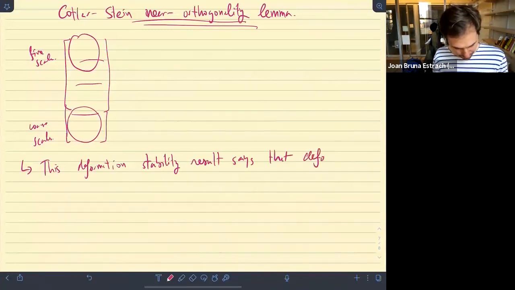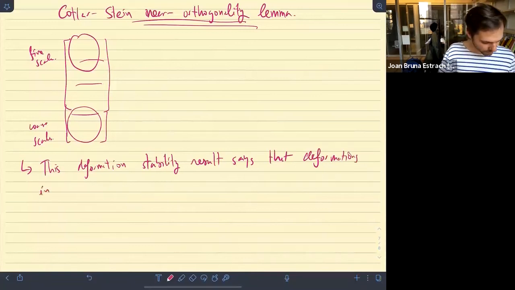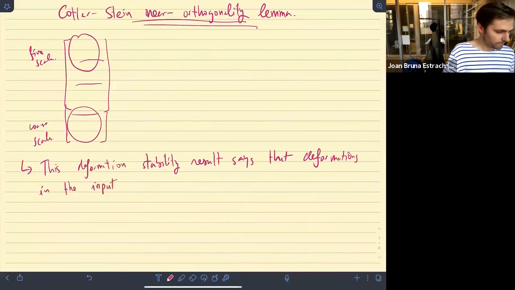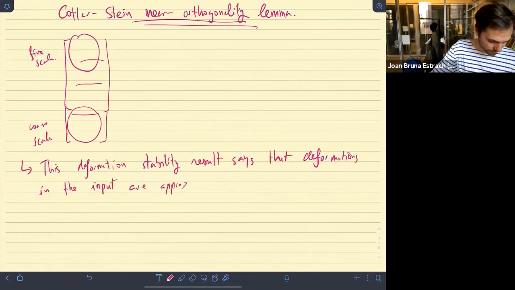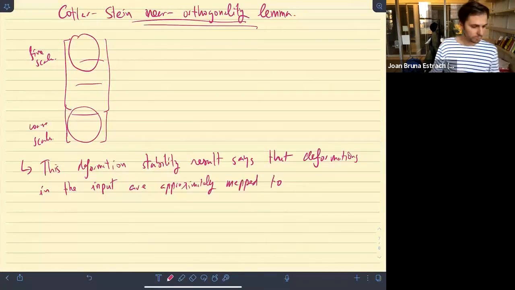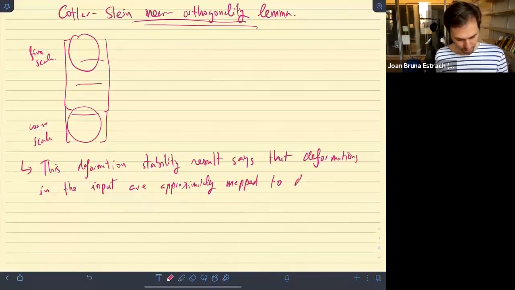deformations in the input domain are approximately mapped to deformations in the wavelet domain, right?